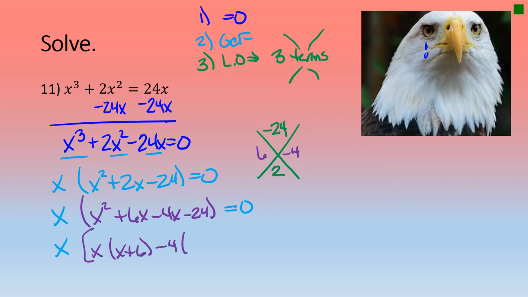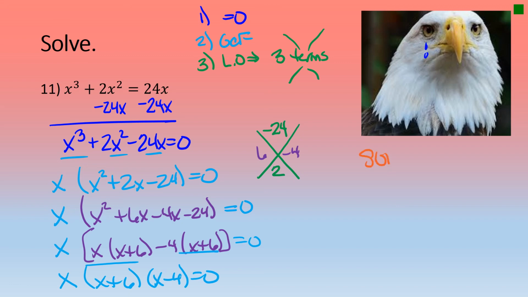Here I take out a -4. I have x plus 6. Keep the equals 0. Keep the x. My common factor here is x plus 6. My leftovers, x minus 4 equals 0. So because my directions said solve, I'm going to set each factor. There's x as a factor. There's a factor of x plus 6. And there's a factor of x minus 4. I'm going to solve each one of these.